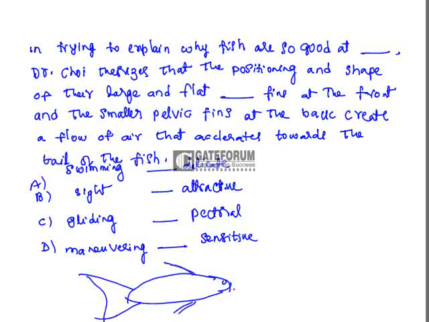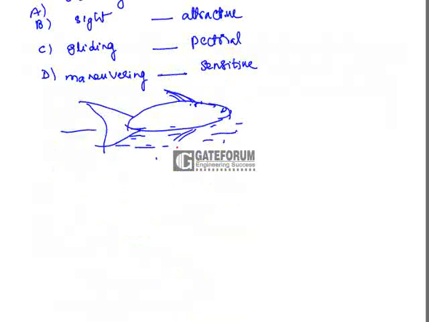So the fins and how the fish is moving. So these pectoral fins are helping the fish to move, the gliding part. Fine. So this is what the answer is all about. The answer is C. See the right answer.